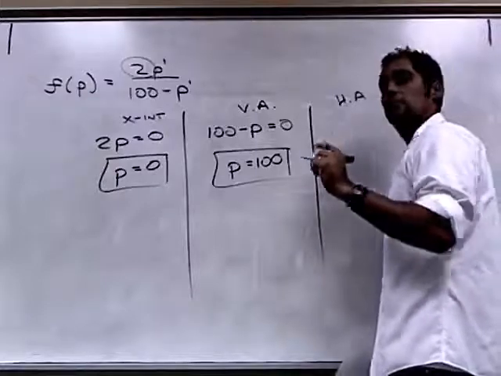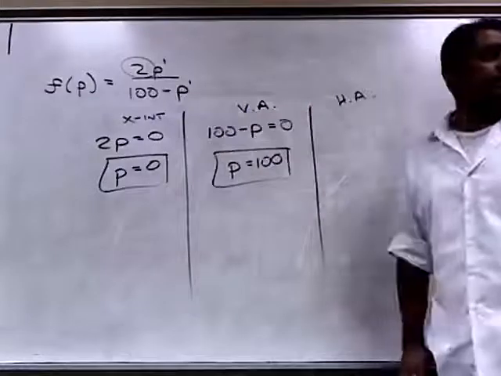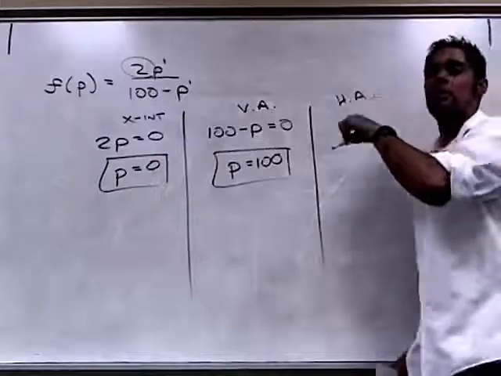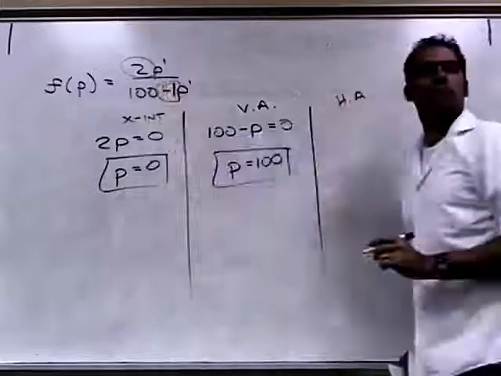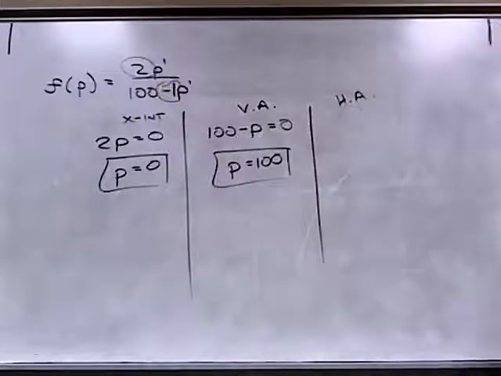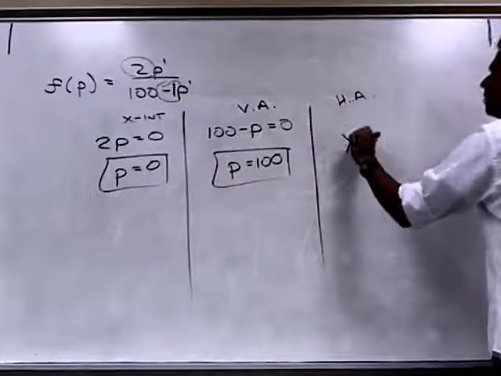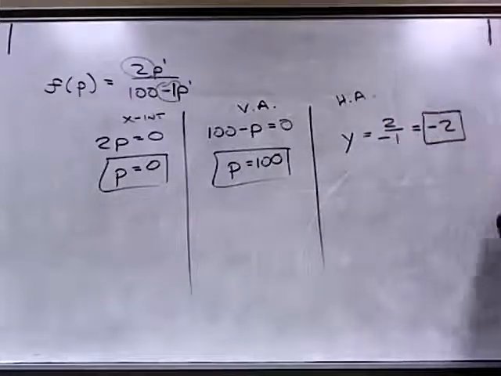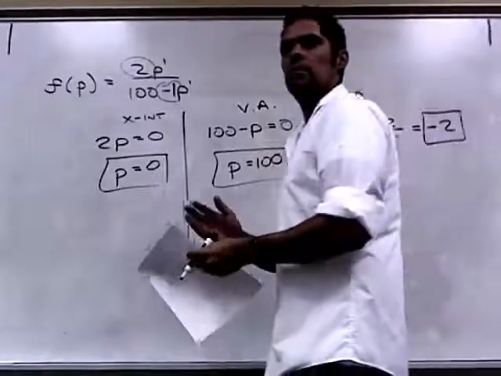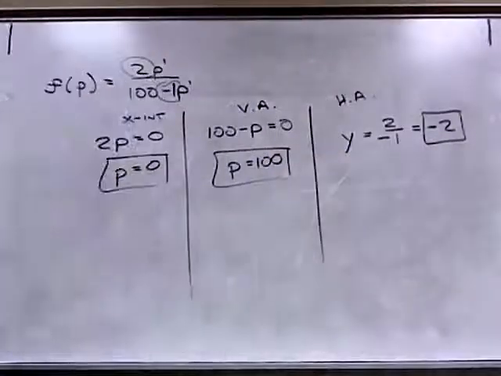Careful here. It's the number in front of the highest power, so it's the number in front of the p on the bottom, which is actually what? Negative 1. So your horizontal asymptote will be y equals 2 over negative 1, which is negative 2. We've not seen that before. It's a little tricky, right? Just a little bit tricky.